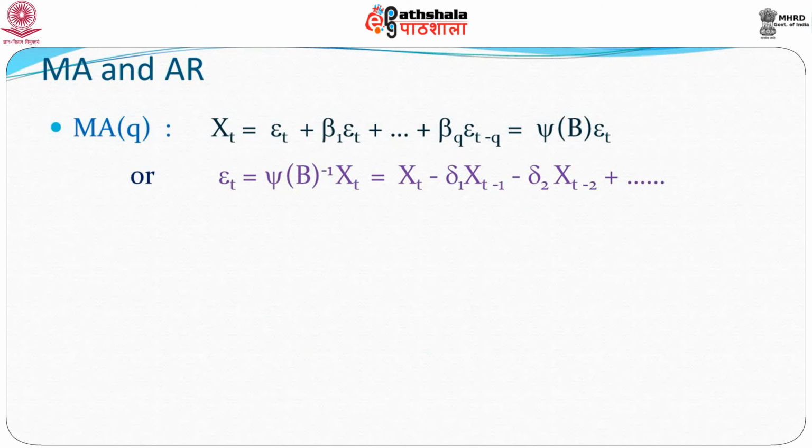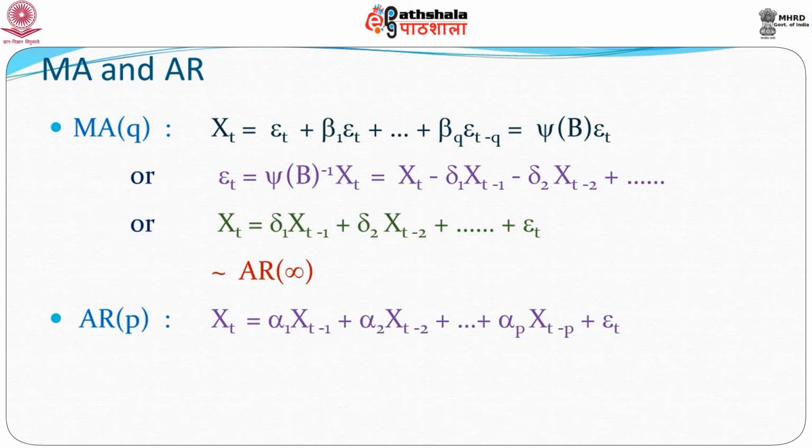The other thing that we may look at when we look at an MA and an AR is that if you look at an MA(q) process, x t is psi(B) epsilon t, and if we invert this, we have epsilon t is psi inverse(B) into x t, and if we expand this, we can write this as x t minus delta 1 x t minus 1 minus delta 2 x t minus 2, etc. Or if you take the first term on the right hand side, x t, and you take all the remaining terms to the other side, you have x t is equal to delta 1 x t minus 1 plus delta 2 x t minus 2, etc., up to epsilon t, which means that we have an AR infinite process, an AR process with p equal to infinity.